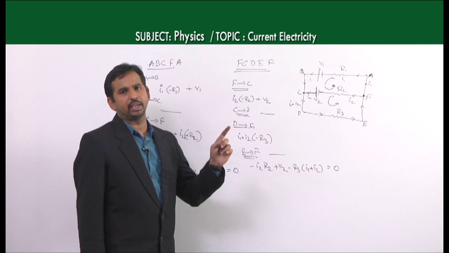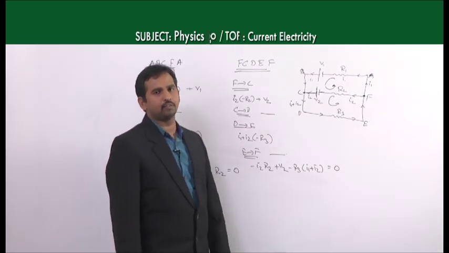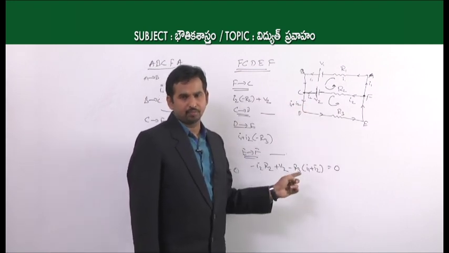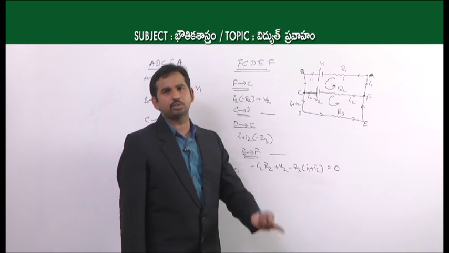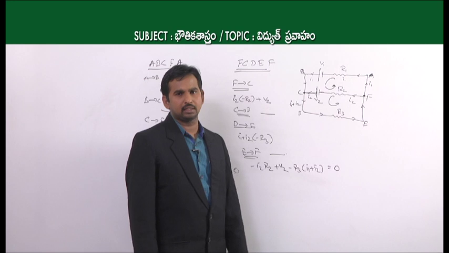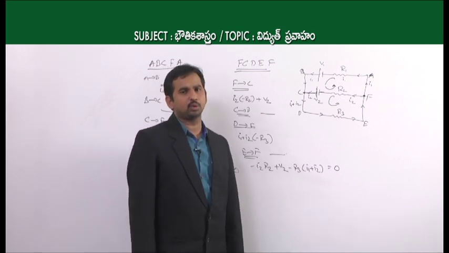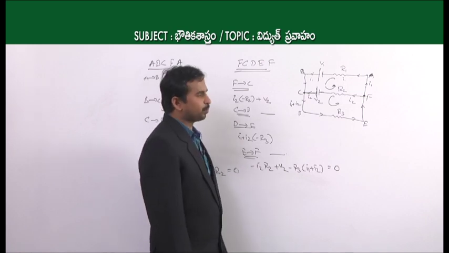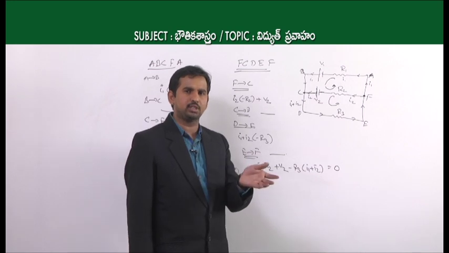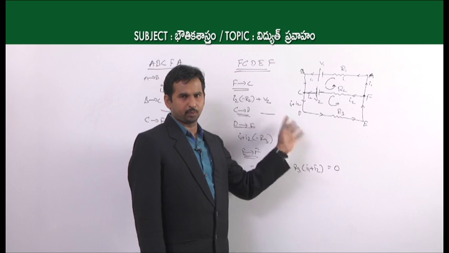When you are taking the sign convention for the resistance, if you are going in the direction of current, always take the resistance value as minus. If you are going opposite to the direction of the current, always take the resistance value as plus. And in the same way, for the voltage, the potential difference, if you are going from low to high potential, negative terminal to positive terminal, you have to take that as positive.